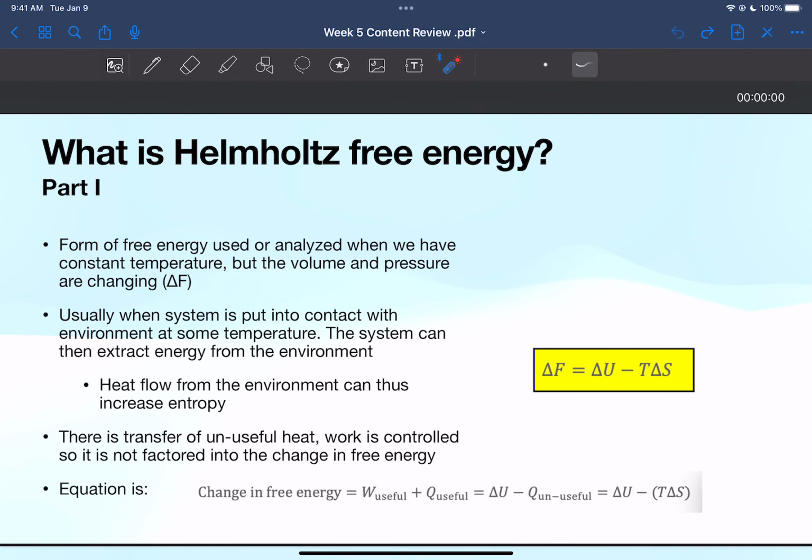Now, what is Helmholtz free energy? We already covered what enthalpy is, so now we can move on to Helmholtz free energy. This is another form of free energy, and we analyze it when we have constant temperature, but now the volume and the pressure are changing. The variable for it is delta F, a little counterintuitive. Helmholtz starts with an H, but it's not delta H, it's delta F. So if enthalpy was constant temperature and pressure with changing volume, Helmholtz free energy is constant temperature, but the volume and the pressure are both changing.